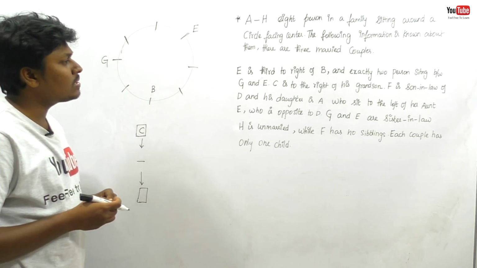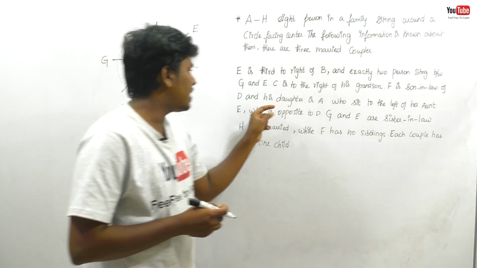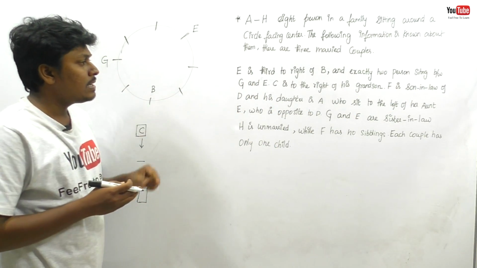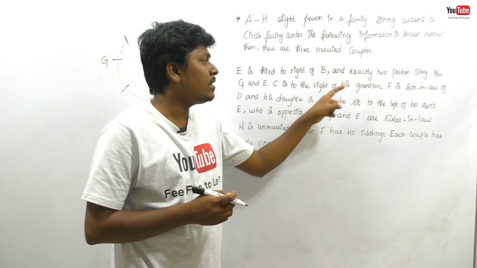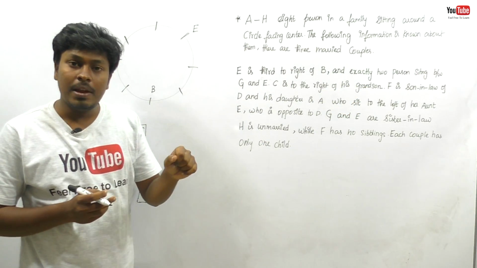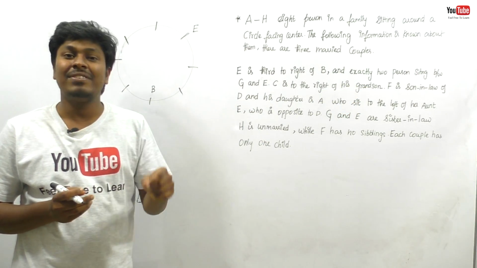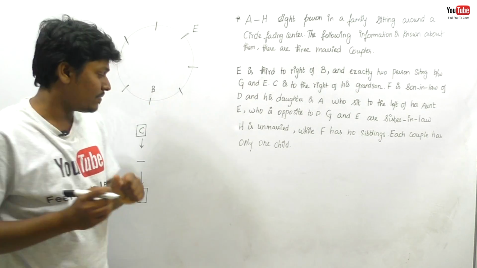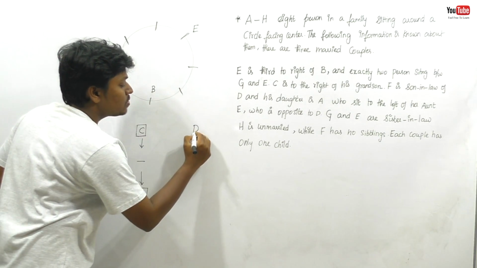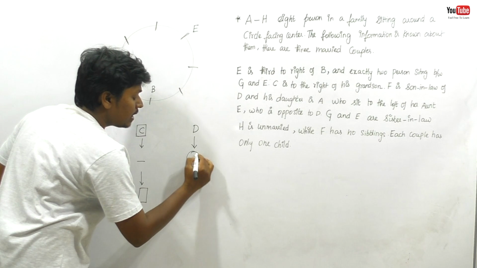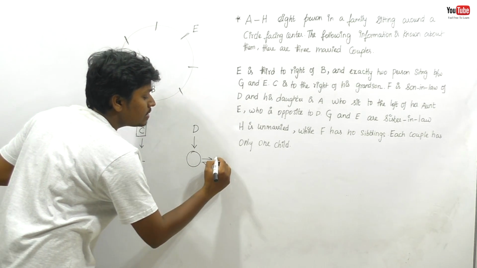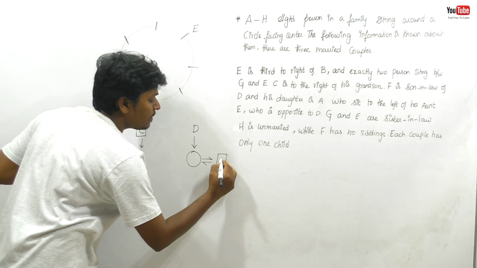So let me move on to the third line, friends. F is son-in-law of D. Friends, see here, D's son-in-law is F. So if D is calling a person son-in-law, then definitely D should have a daughter. Friends, got the idea? If D has a daughter, then this daughter's husband can be F.